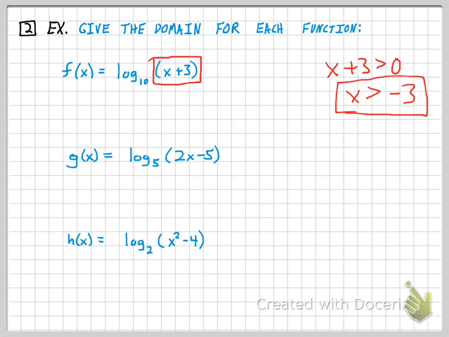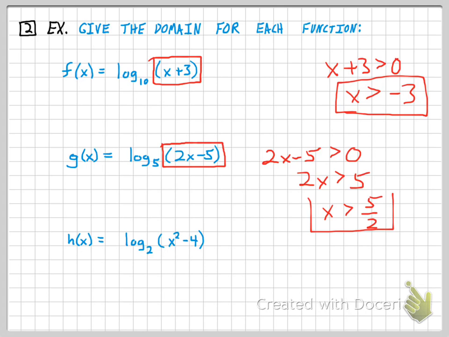Okay, number 2, g of x equals log base 5 of 2x minus 5. Once again, I'm looking at the thing that I'm taking the log of, and I have to make sure that 2x minus 5 is greater than 0. 2x would have to be greater than 5, and x has to be greater than 5 halves. Your domain for this function is the set of all x such that x is greater than 5 halves.